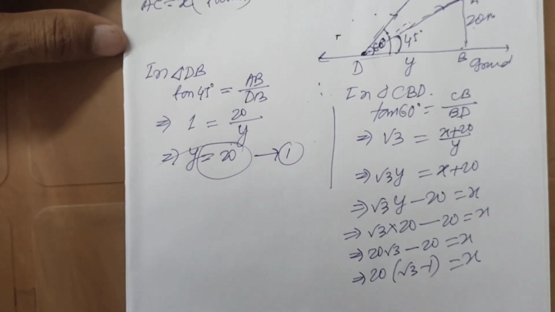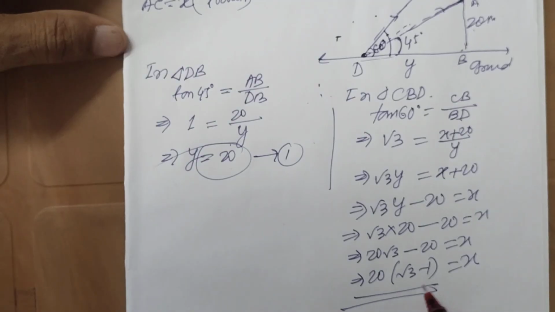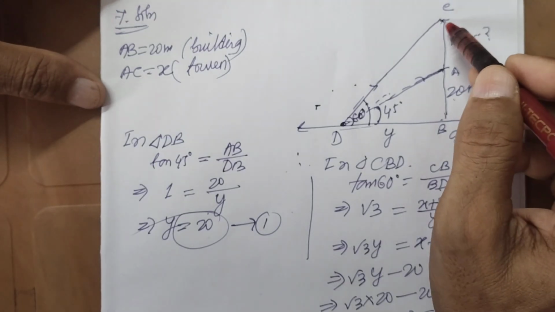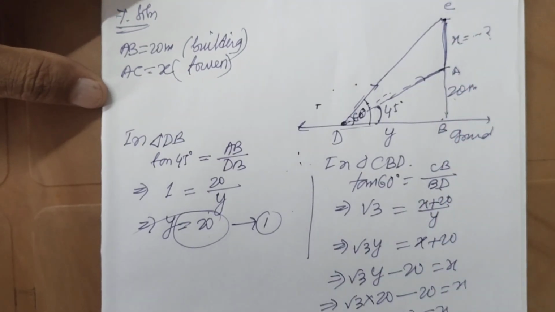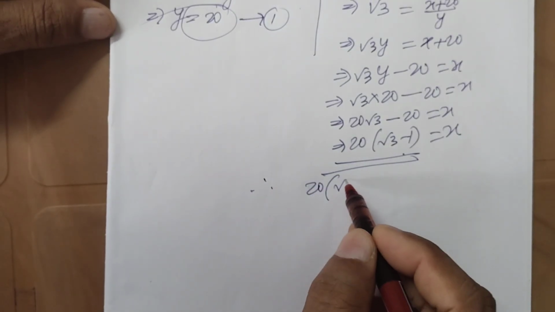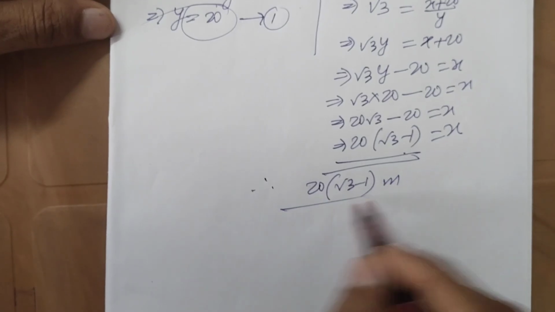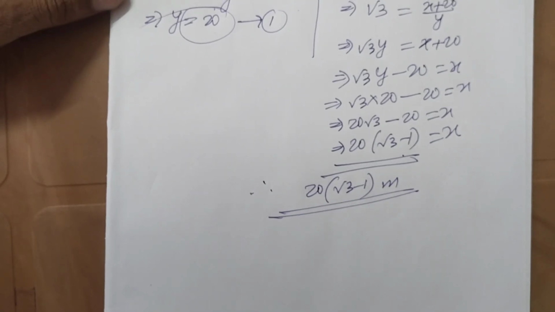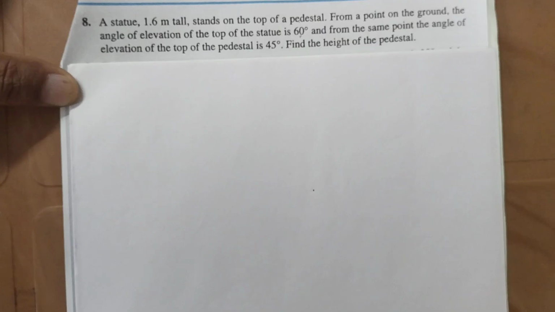So you got the value of x is 20 into root 3 minus 1. And what is x? X is the height of the tower. So you can write the conclusion: therefore, the height of the tower is 20 into root 3 minus 1 meter, and that is the complete solution for this question. Okay, question number 7. Now question number 8.